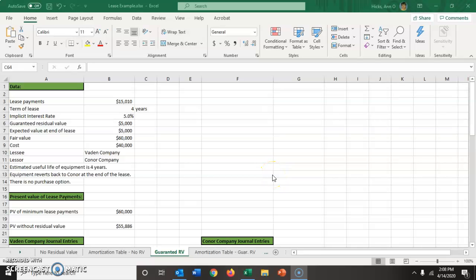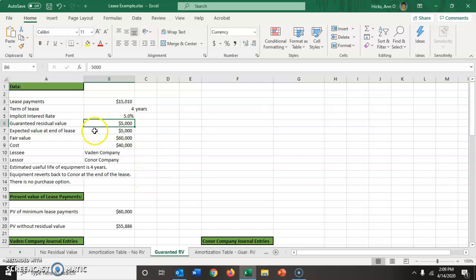So moving on to the next example, same scenario for the most part. We have the lessor Connor, the lessee Vaden, estimated useful life of equipment 4 years, non-cancelable. All of that remains the same. There are only two changes that I'm making in this scenario.